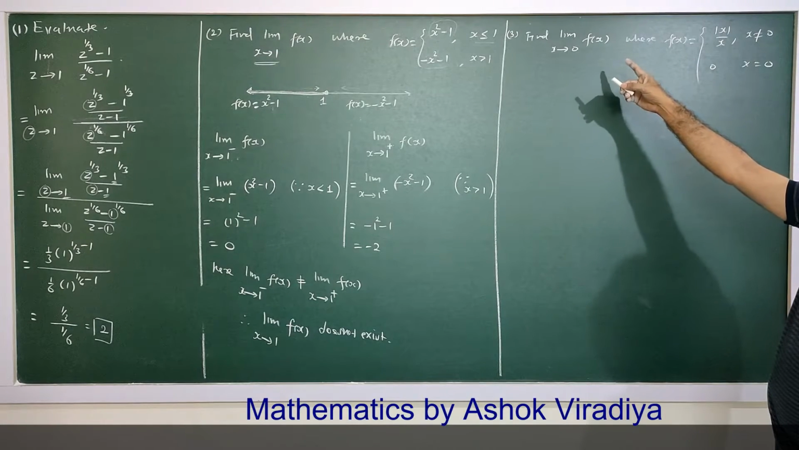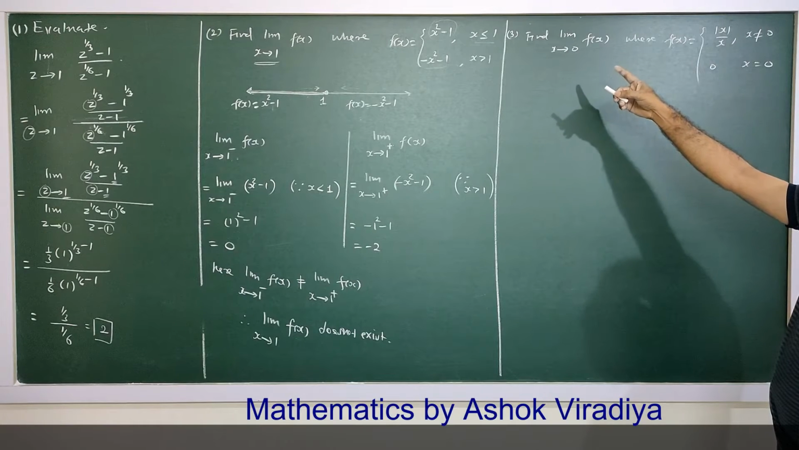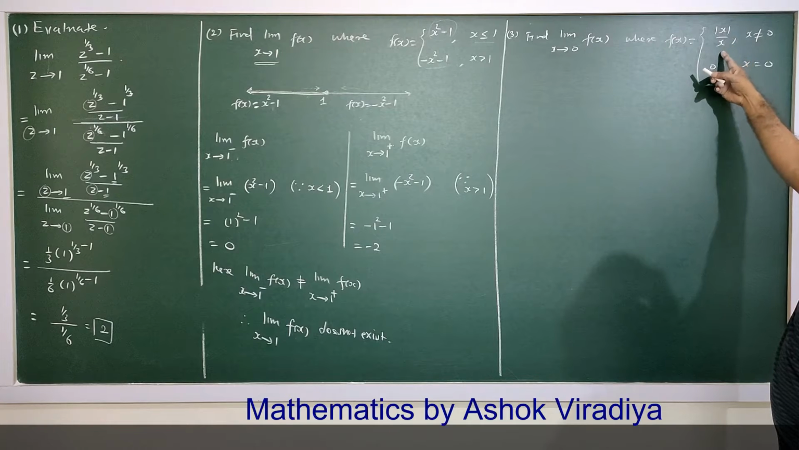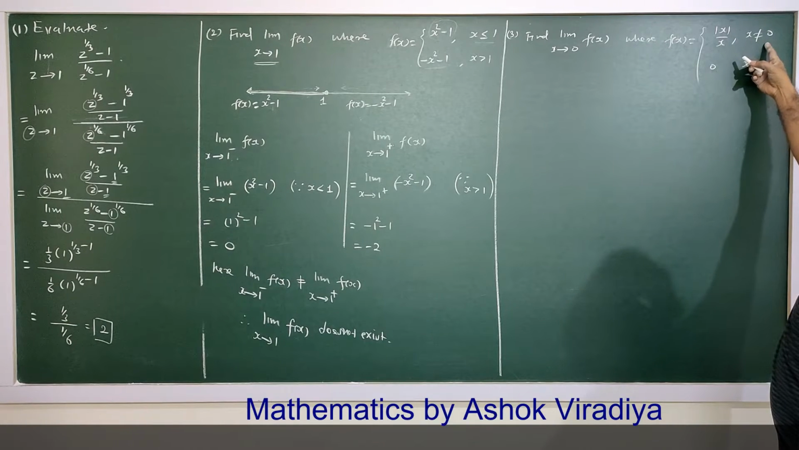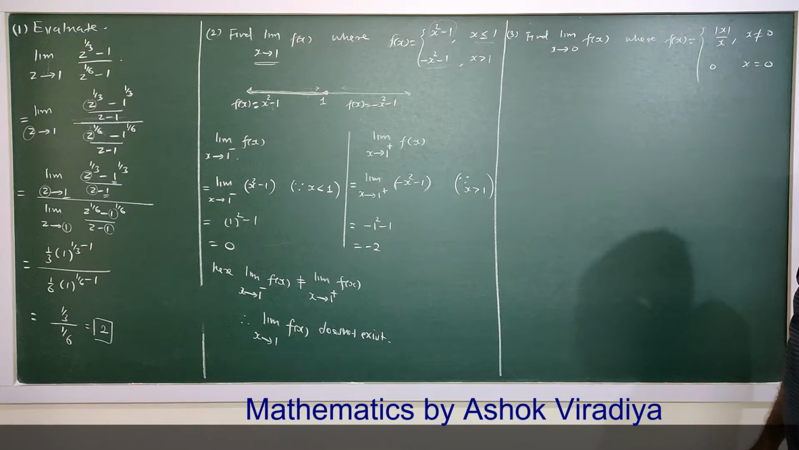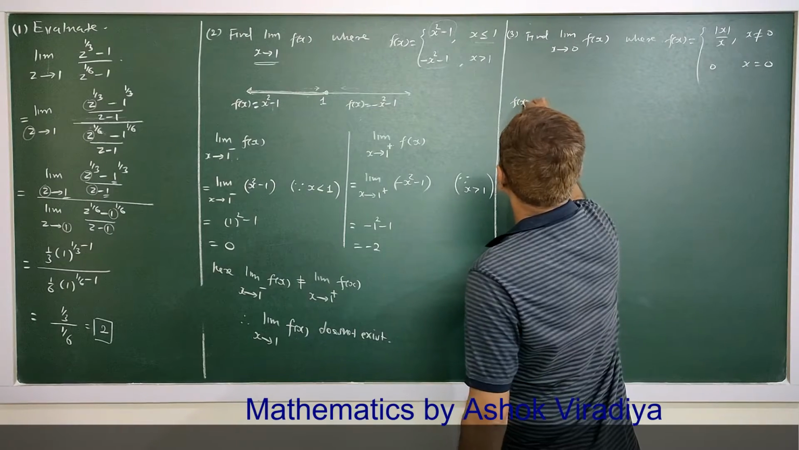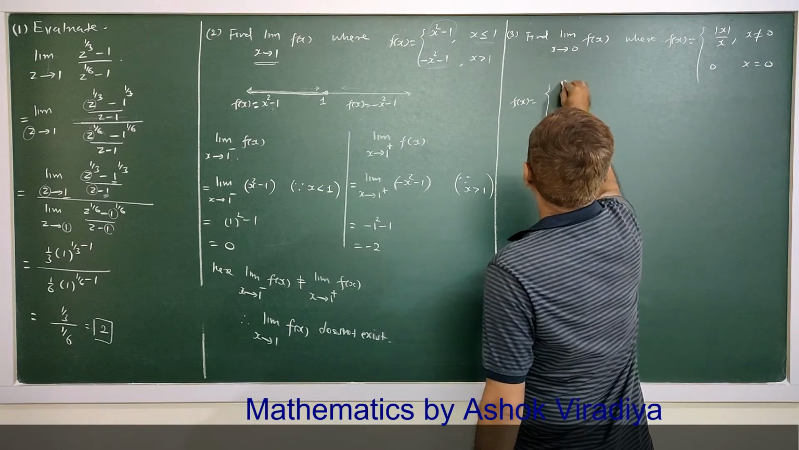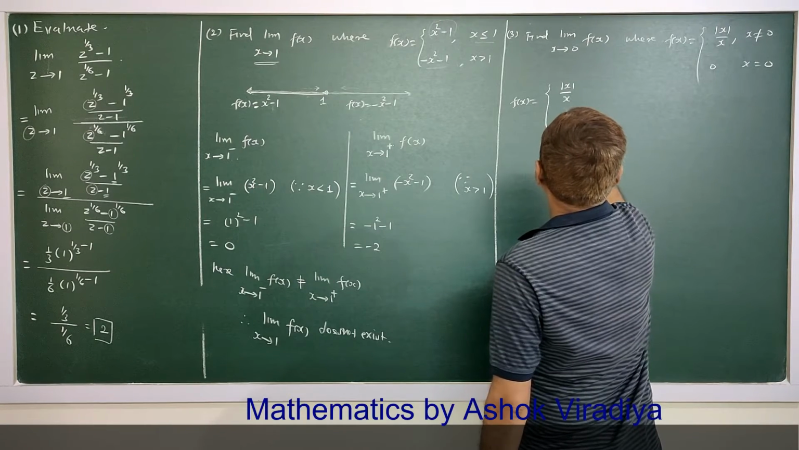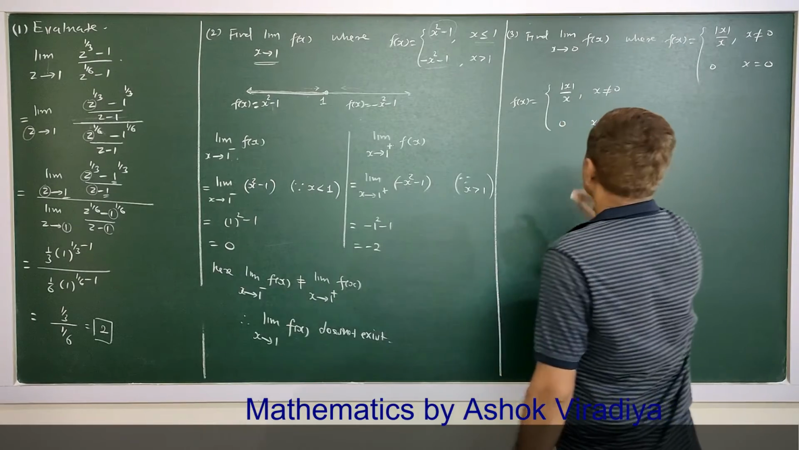Now here, find the limit of f(x) as x tends to 0. At 0 we want the limit of f(x). f(x) is modulus x upon x if x is not equal to 0, and 0 if x equals 0. Here f(x) equals modulus x upon x when x is not equal to 0, and here x equals 0.